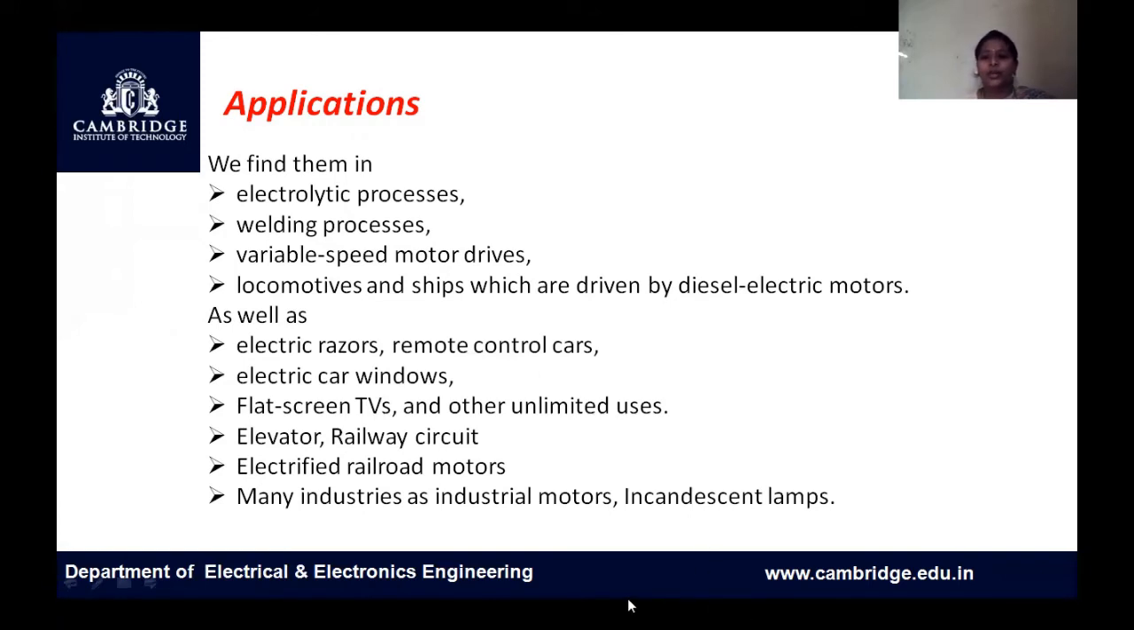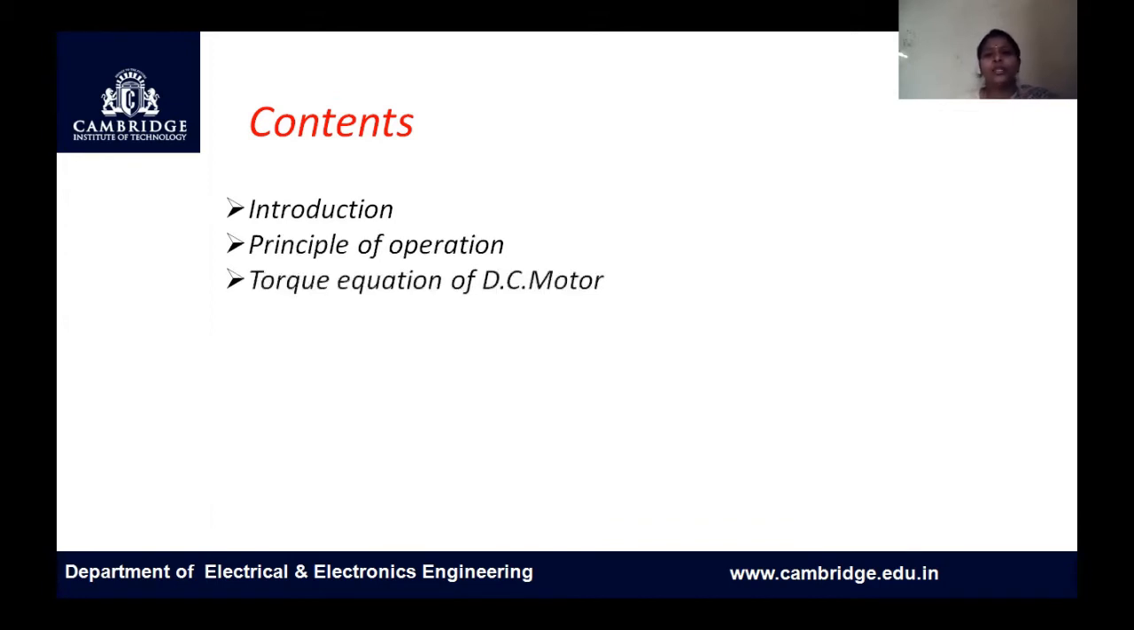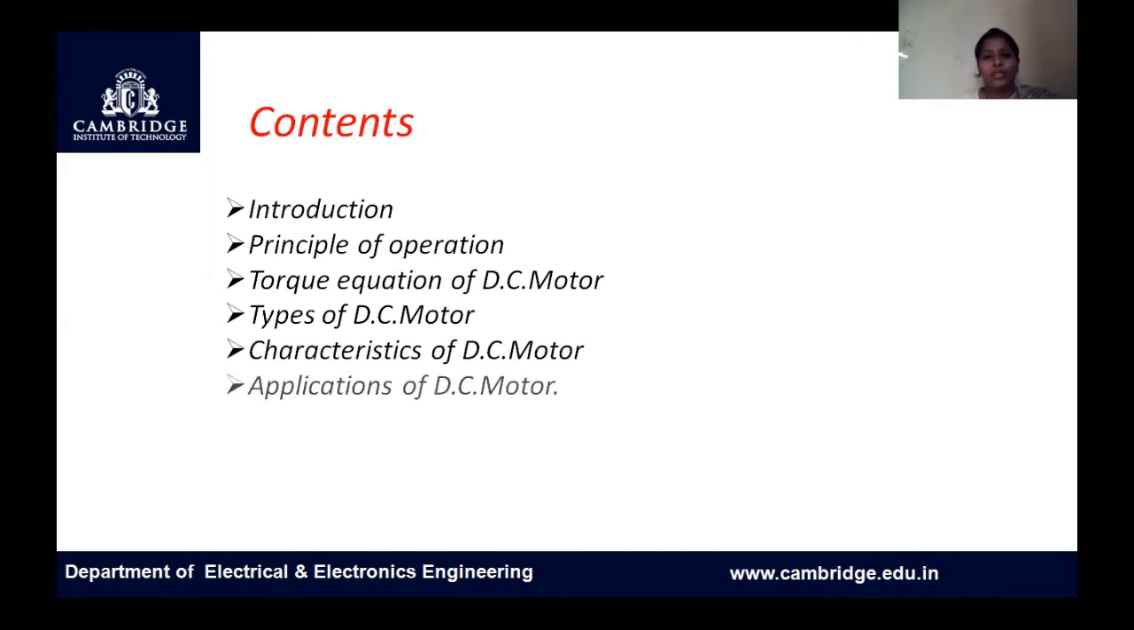Next, we shall have a look at your DC motor. What are we going to study in DC motor? We will be studying the basic understanding of DC motor, then the principle of operation of DC motor, the torque equation of DC motor, then the types of DC motor, the characteristics of DC motor, and the applications of DC motor.